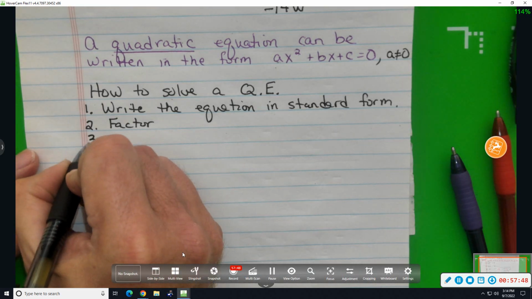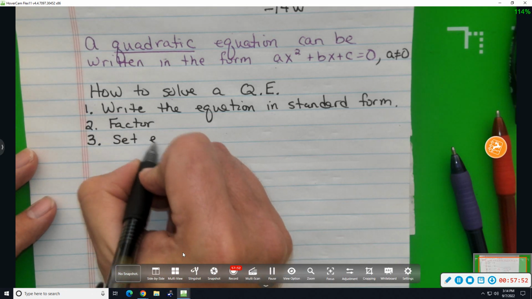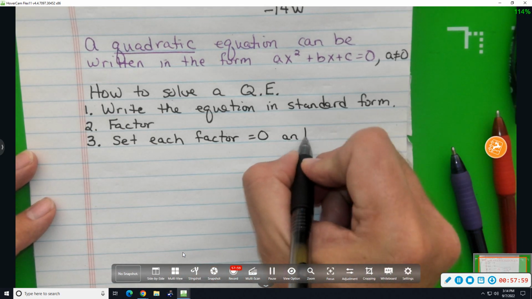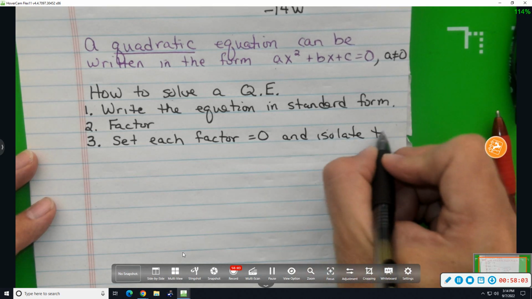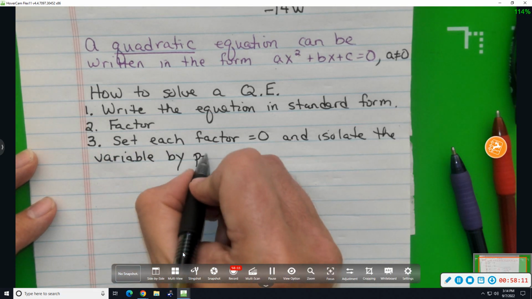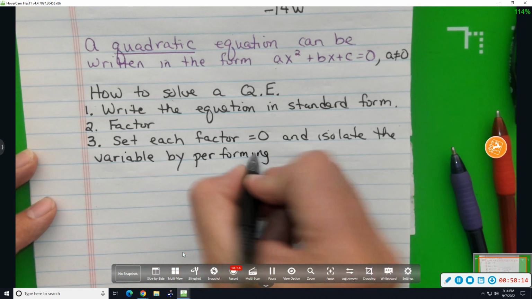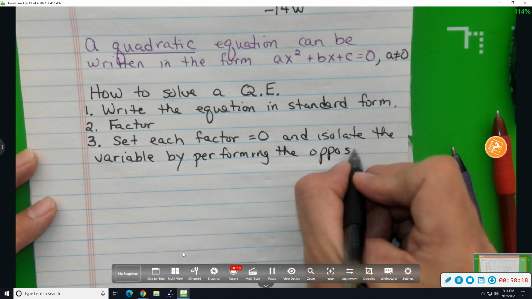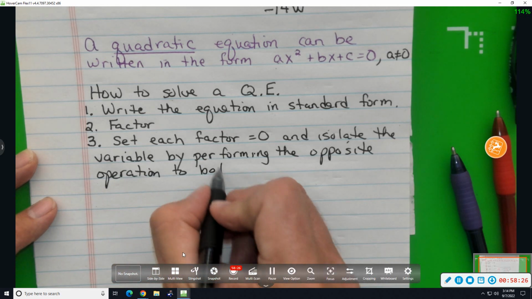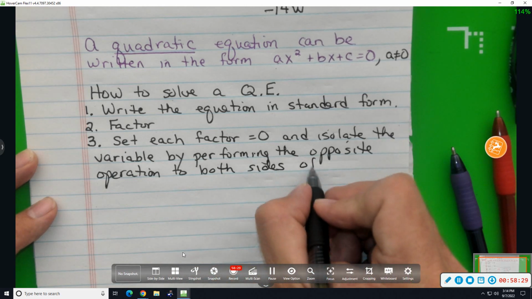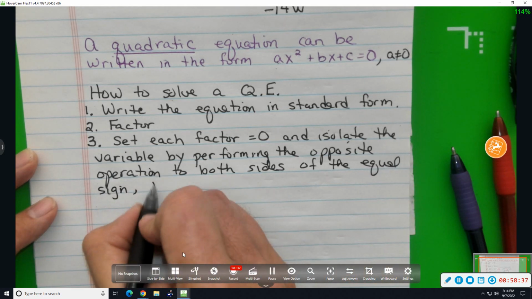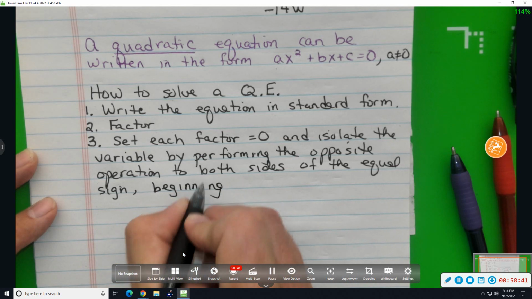And then step 3, set each factor equal to 0 and isolate the variable by performing the opposite operation to both sides of the equal sign, comma, beginning with addition and subtraction.